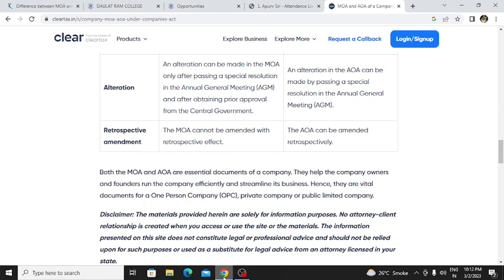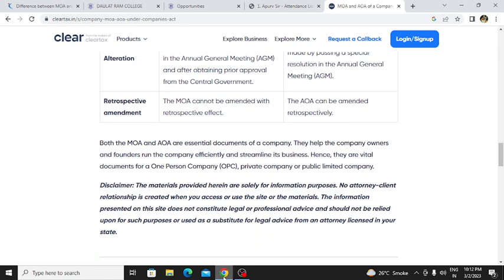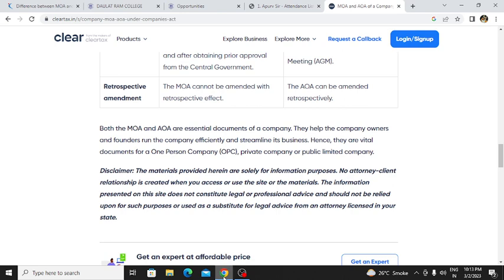But on the other hand, alteration in the AOA can be made by passing a special resolution in the AGM. So basically there is no approval required, you just do it. Retrospective amendment: MOA cannot be amended retrospectively, but AOA can be. Retrospective amendment will not be possible in the MOA, but it is possible in the AOA.